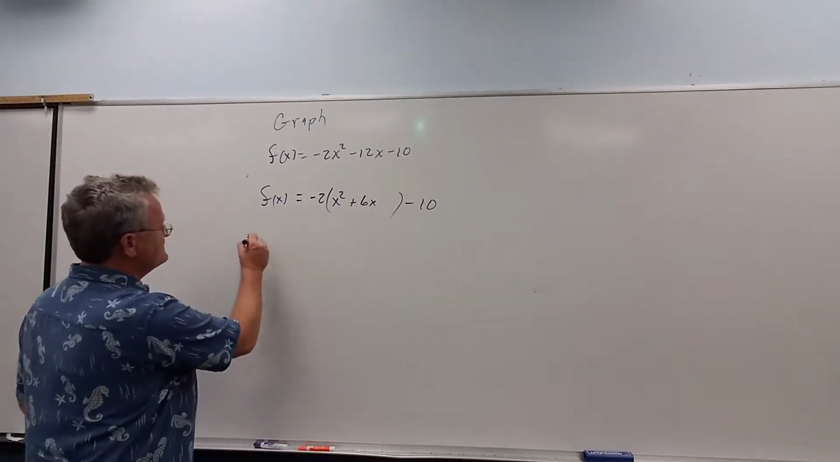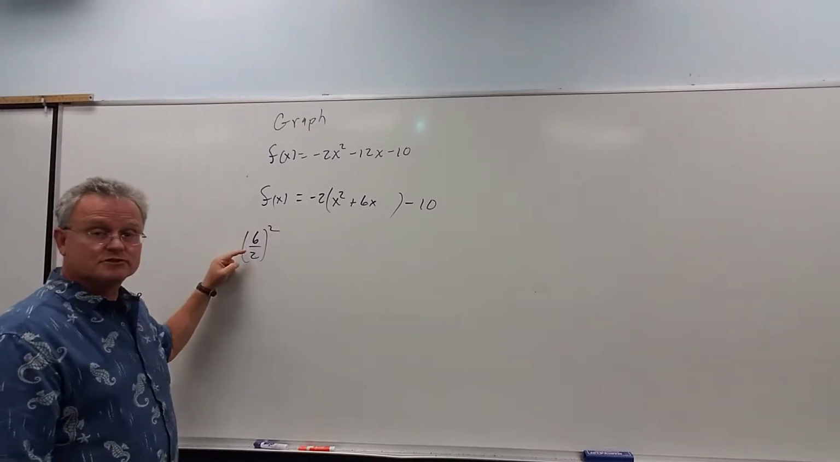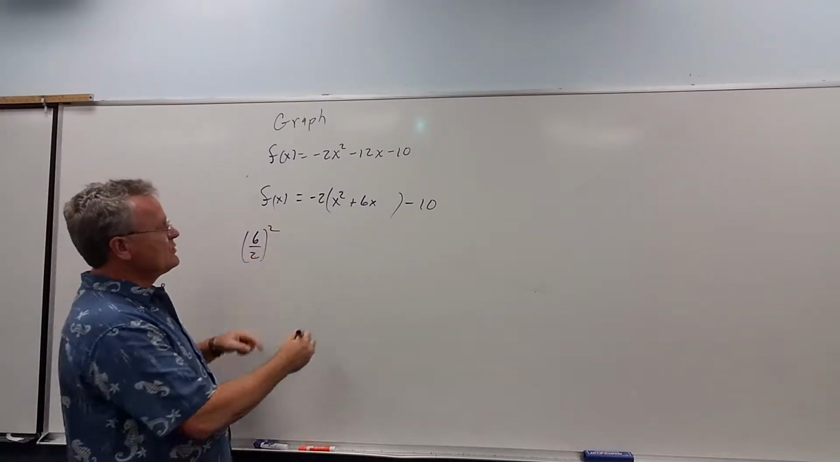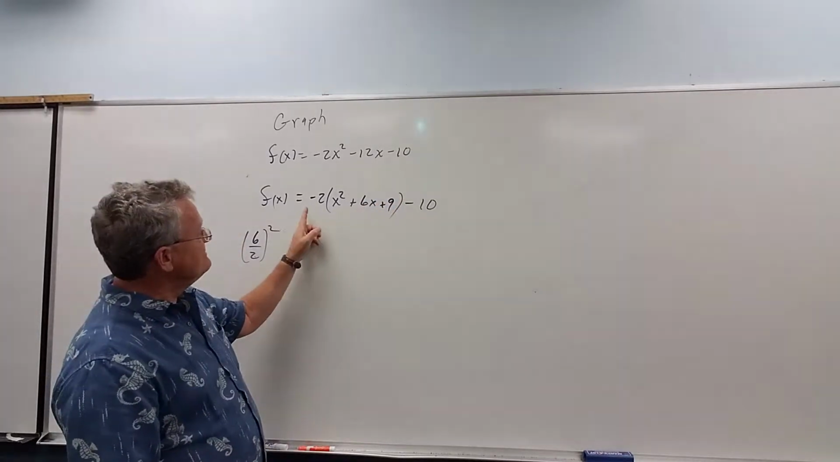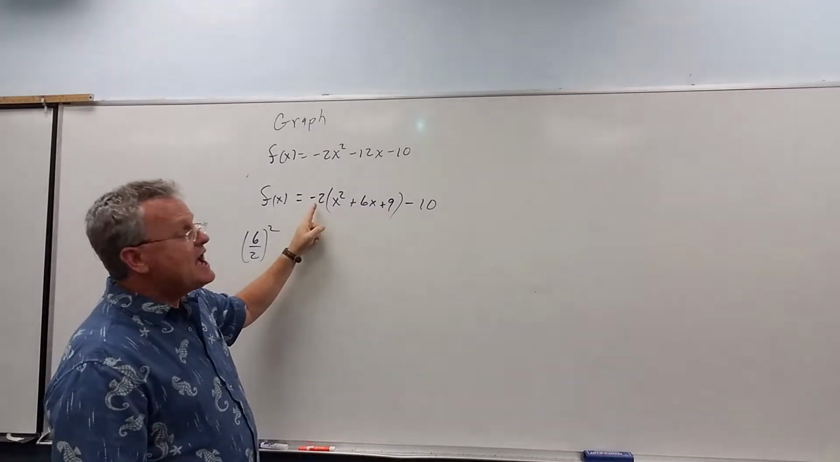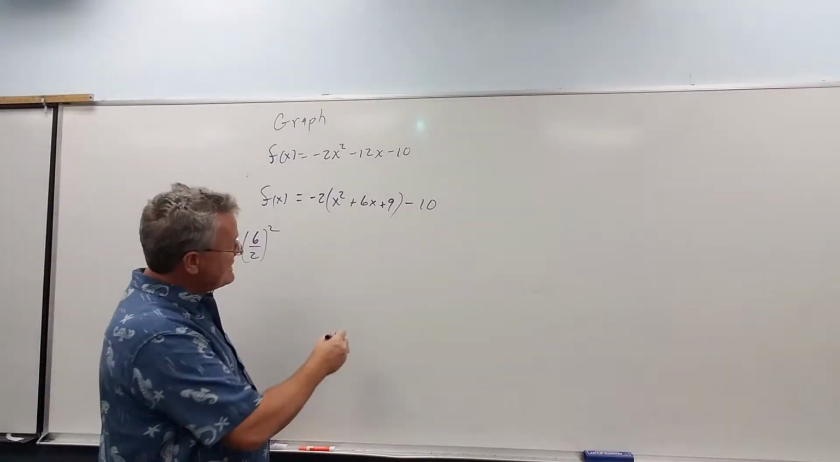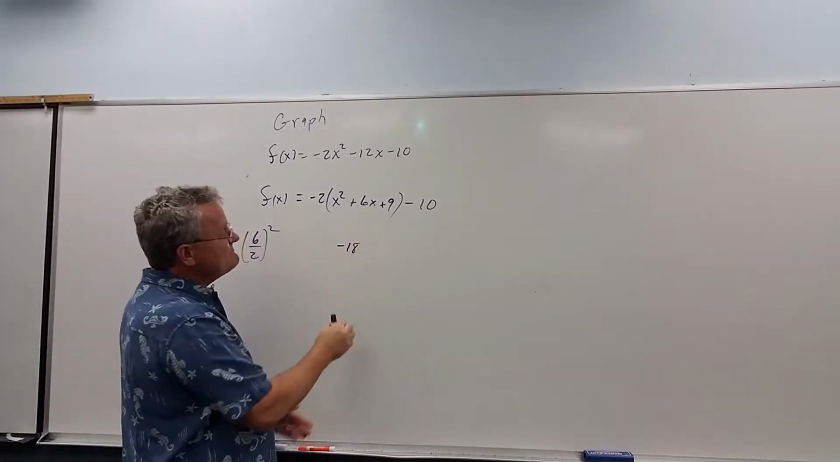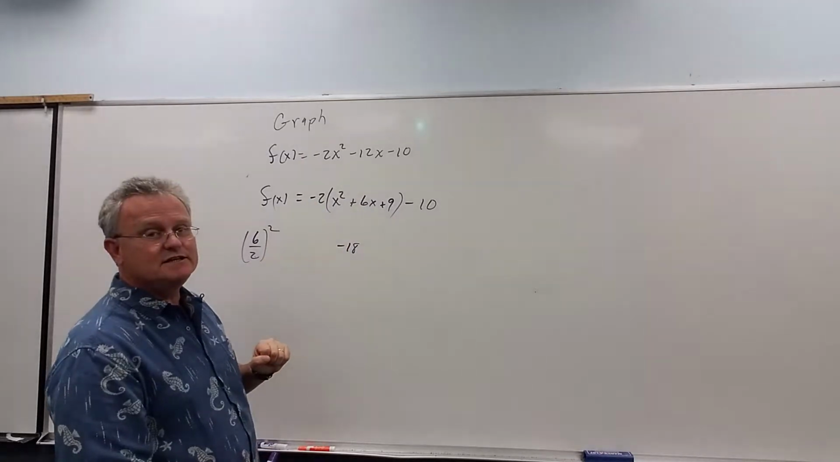Take half of 6 and square that. Half of 6 is 3. 3 squared is 9. Now this is where you need to be careful. I didn't really add 9 to this side because of the -2 out in front. I really added -2 times 9, which is -18. By introducing that 9, I really added a -18.